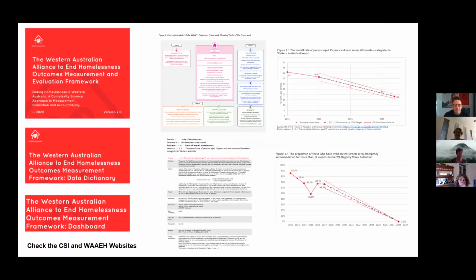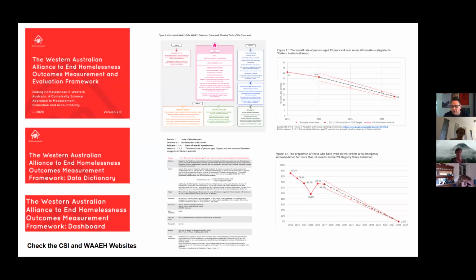This is an example that we've been involved in. The West Australian Alliance to End Homelessness, which the CSI is engaged with here in Western Australia, wrote a strategy document a few years ago, very important in influencing the state government around its strategy on homelessness. It had very clear targets and goals, and then we wrote an outcomes measurement and evaluation framework surrounding that.